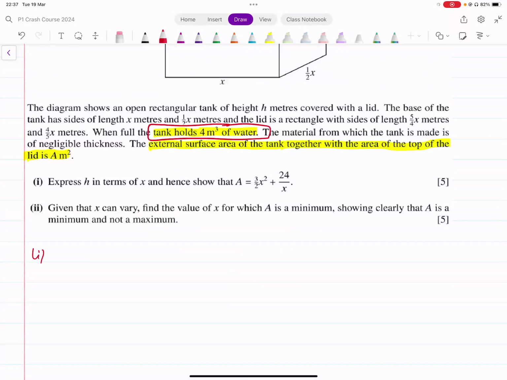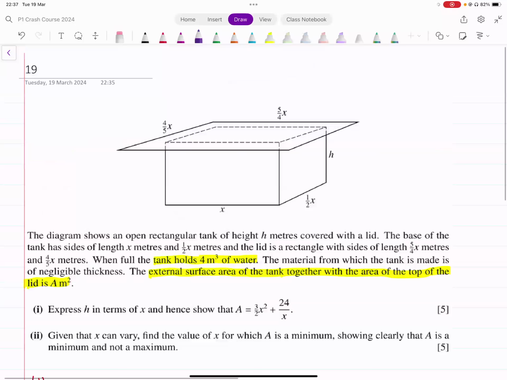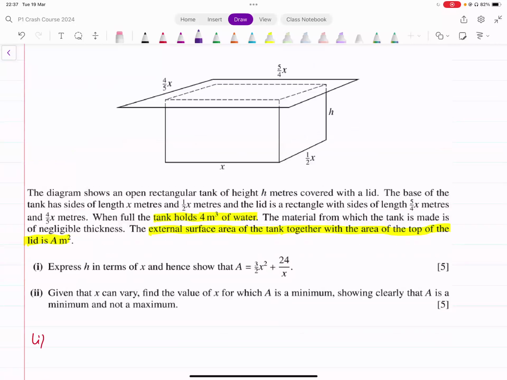It says the volume of water that this container can hold is 4 meter cube. So the total volume of this container is going to be 4 meter cube. How do you find the volume of a cuboid like this? Just multiply all sides, x into half x into h. That's the volume of the container.